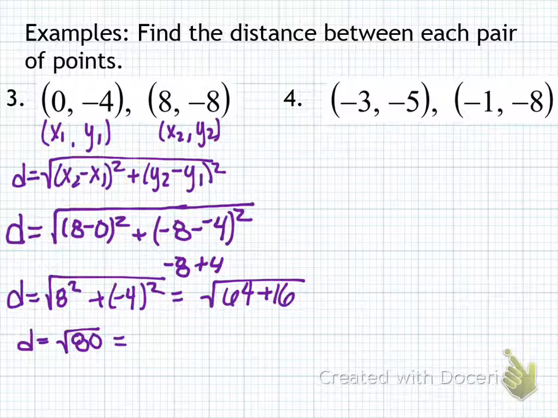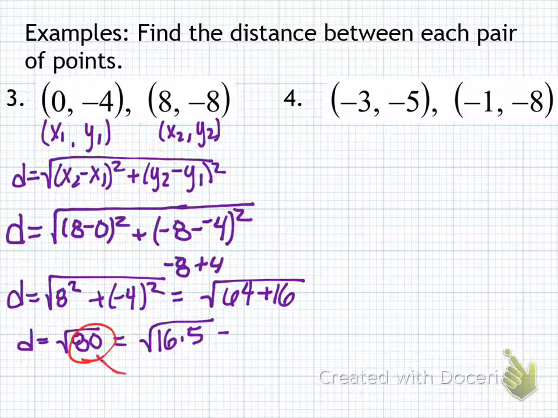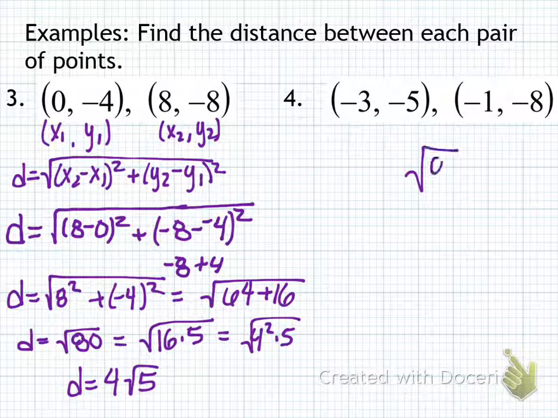When I add, I get 80, and simplifying this square root, the biggest perfect square in 80 is 16. It's 16 times 5, and 16 I can rewrite as 4 squared. The 4 comes out, and I have 4 rad 5 as my final answer.